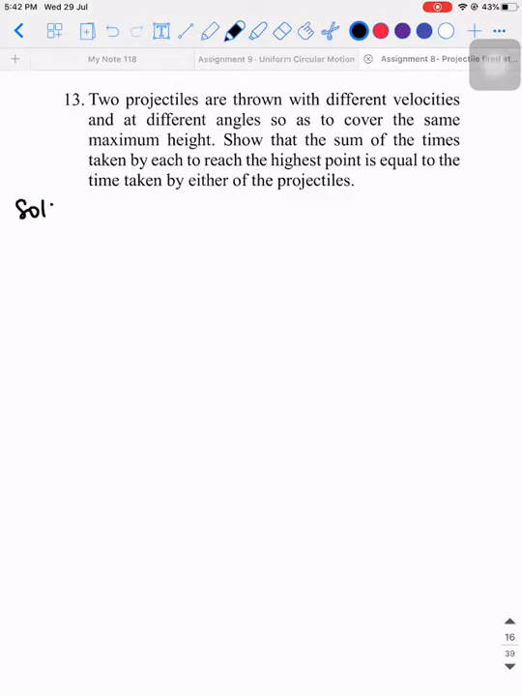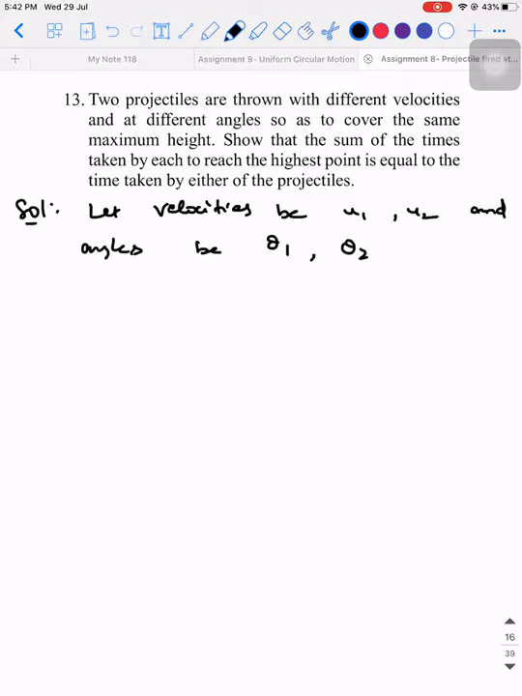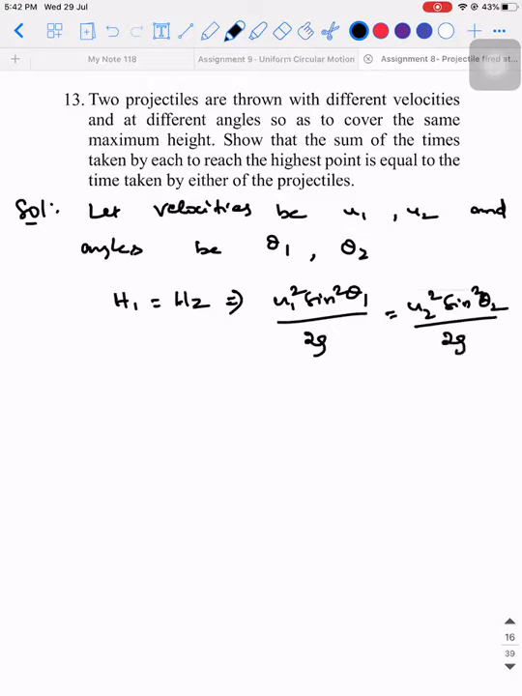So, solution: let the velocities be u1, u2 and angles be theta 1, theta 2. What is given in the question? h1 is equal to h2, which implies u1 square sine square theta 1 divided by 2g is equal to u2 square sine square theta 2 divided by 2g. So 2g and 2g will get cancelled. Taking square root on both the sides, u1 sine theta 1 will be equal to u2 sine theta 2. Is there any doubt to this step?